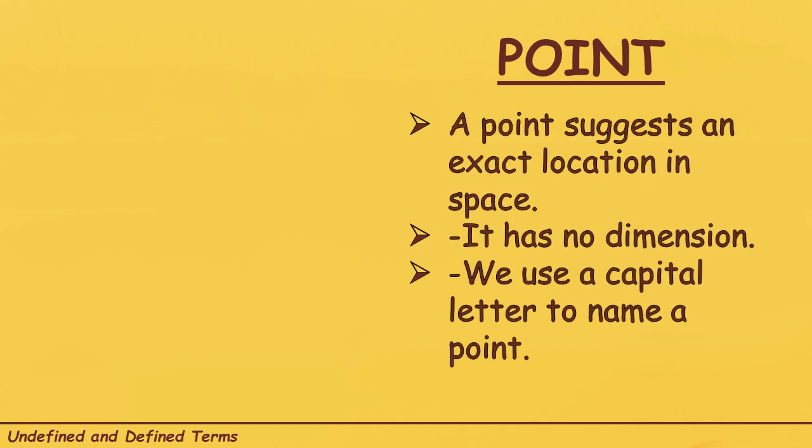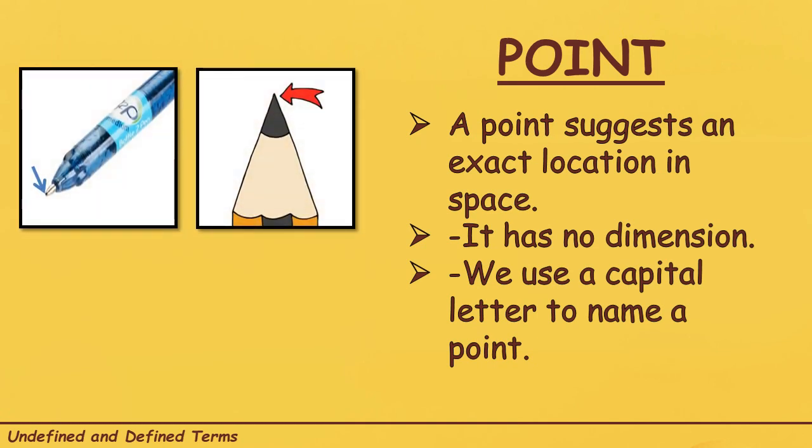So what is a point? A point suggests an exact location in space. It has no dimension. We use a capital letter to name a point. Let's give examples of this. Okay, we have two pictures here. The first picture is the tip of a pen. The second picture is the tip of a pencil. It suggests the idea of a point.